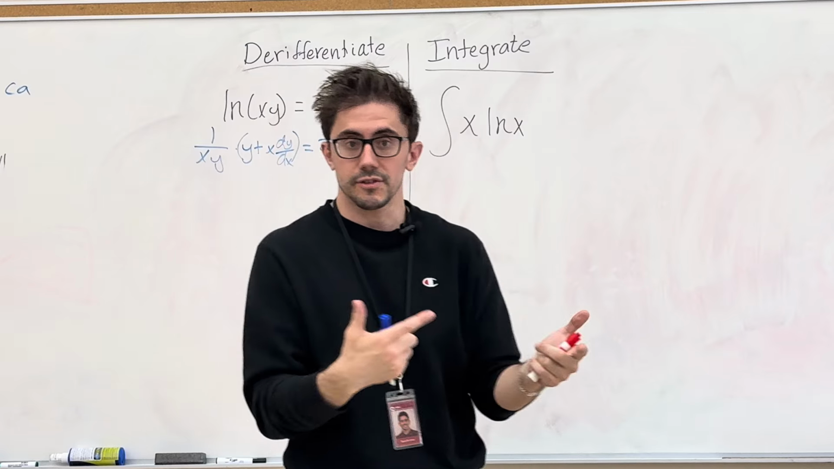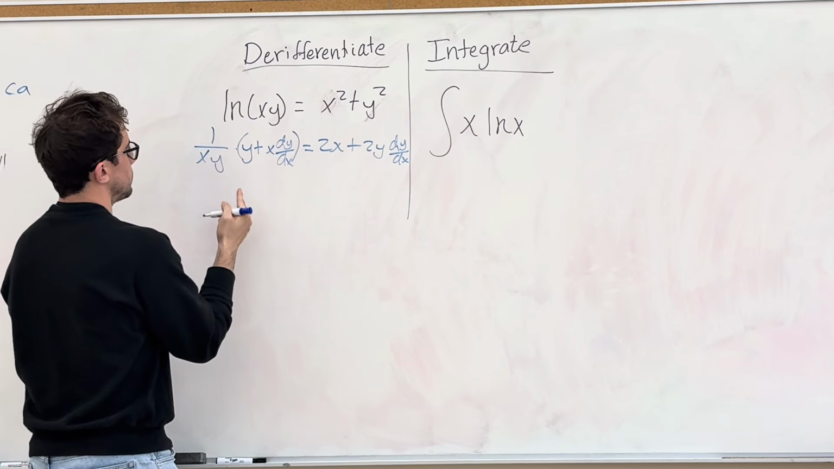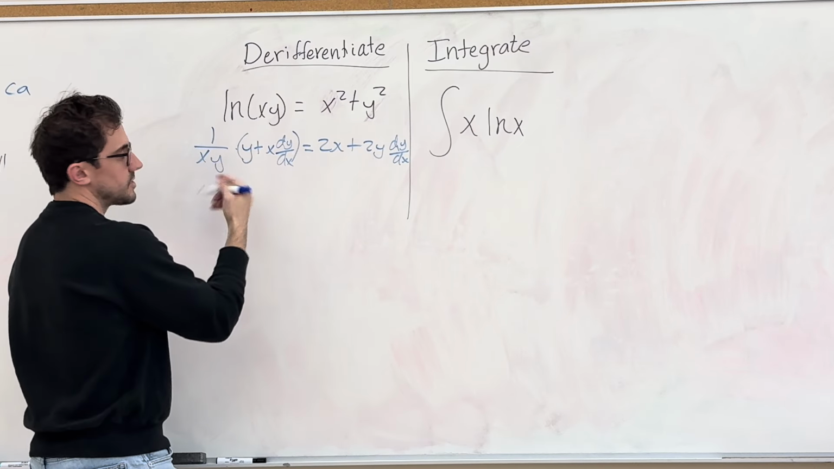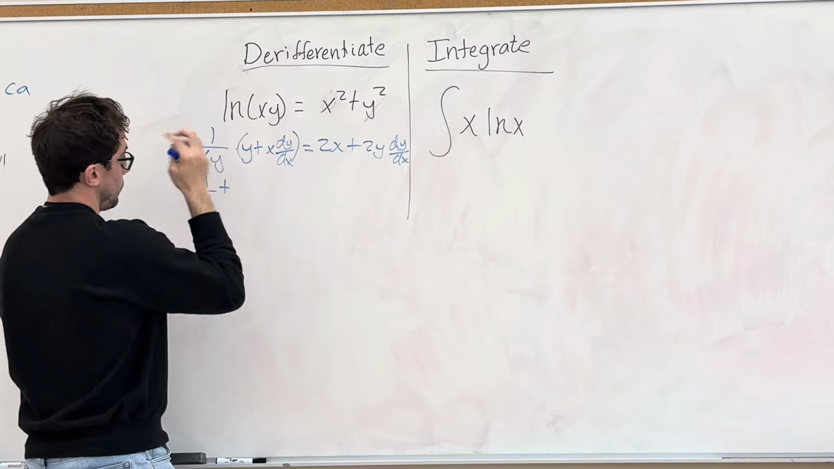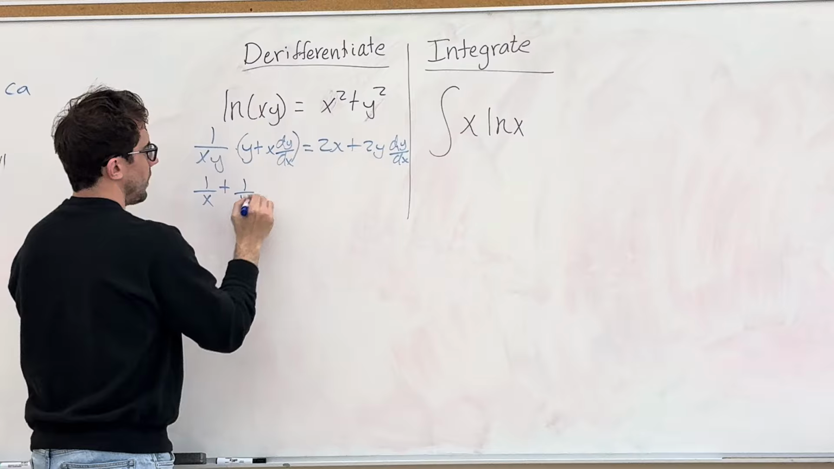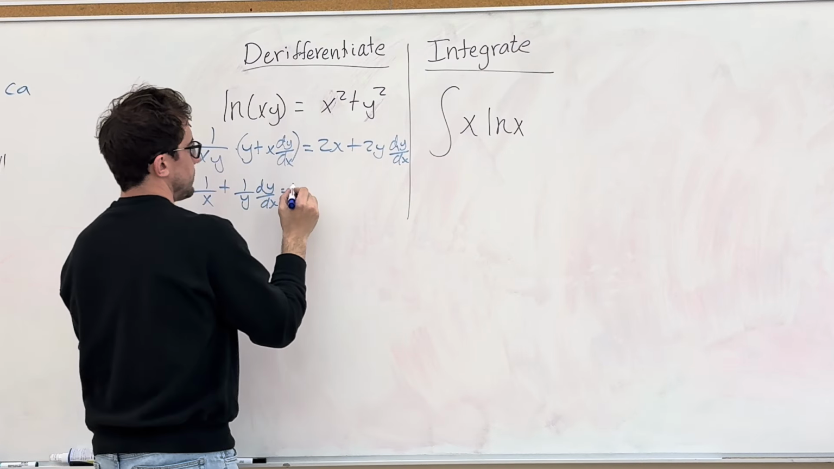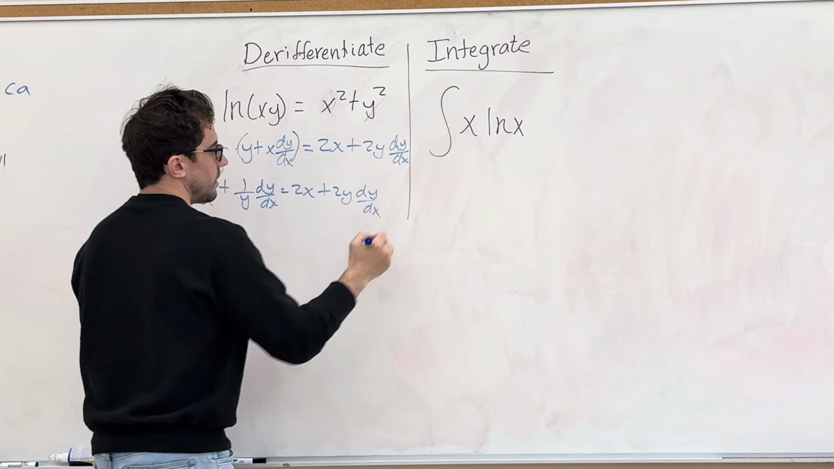That's what we're after all. And so let's expand and isolate. So on the left-hand side, y times 1 over xy, the y's are going to cancel out. So that's 1 over x, and then plus 1 over xy times x dy/dx. The x's are going to cancel out. So that's 1 over y dy/dx. And then here we're going to have, again, 2x plus 2y times dy/dx.